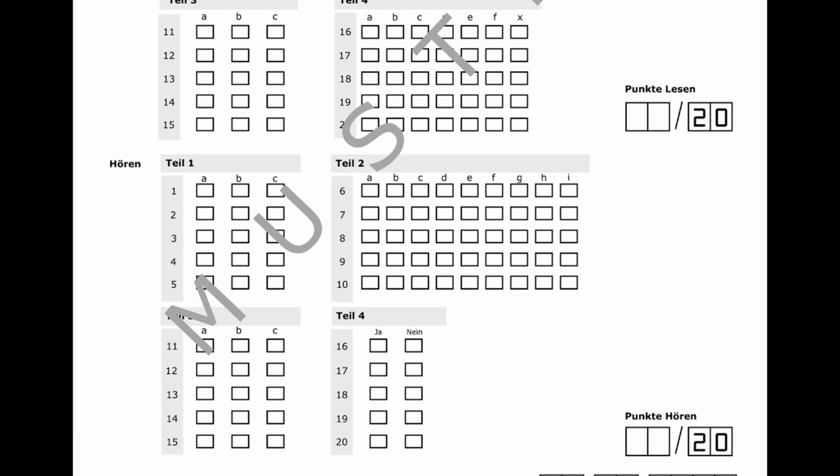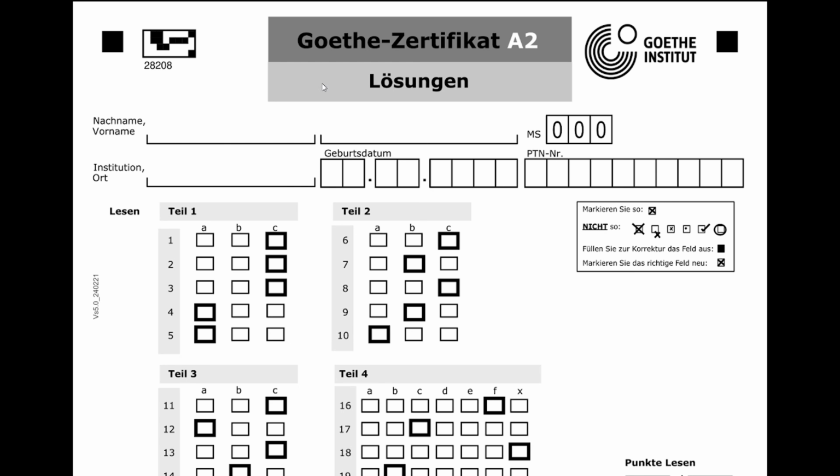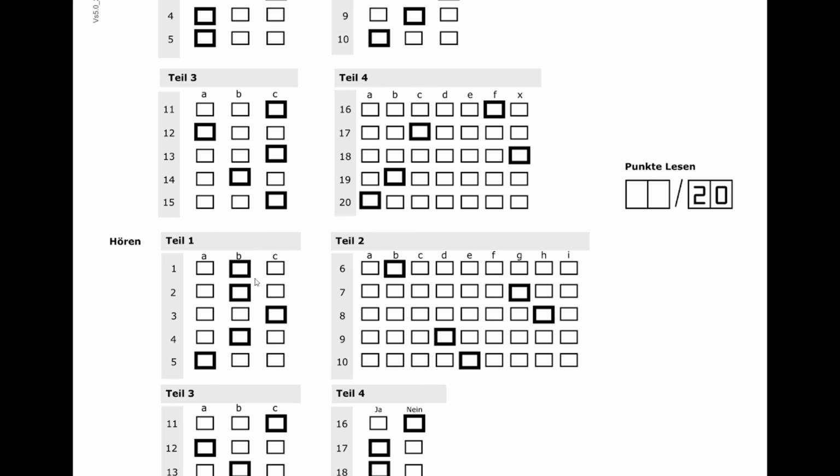And suppose that you are practicing this exam and you want to see whether the options that you selected are correct or incorrect, then they also have the solutions for different parts as well. So for that, we go to the Lösungen part. So over here you see they have the Lösungen written, and over here they have marked the correct options.